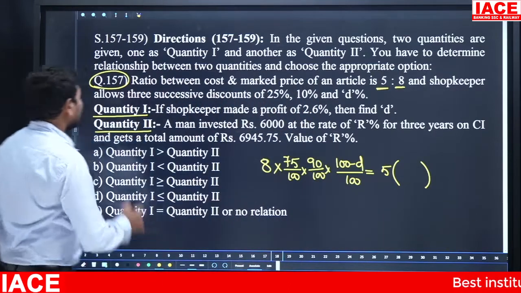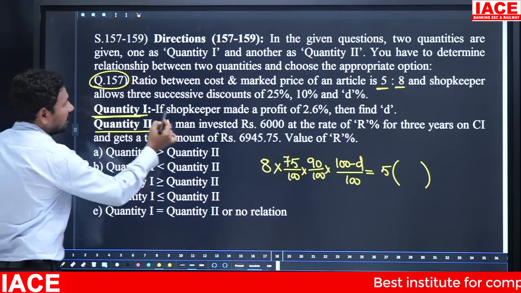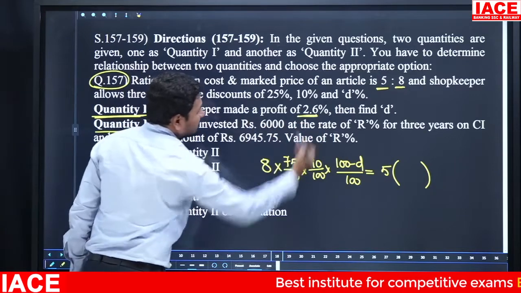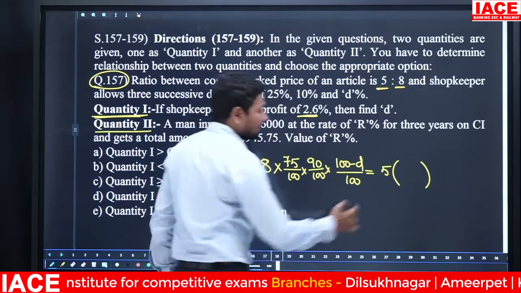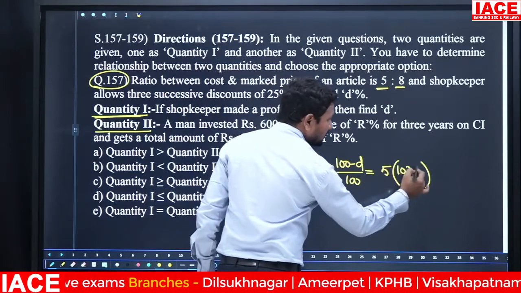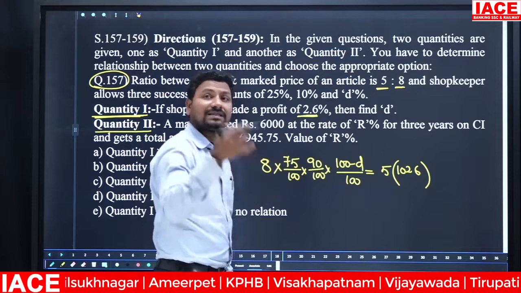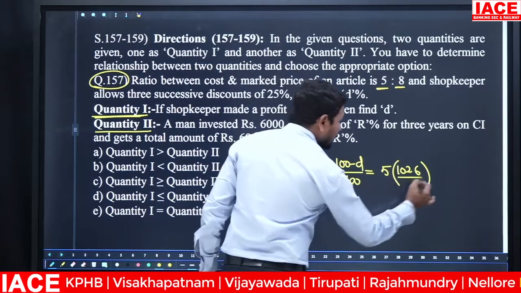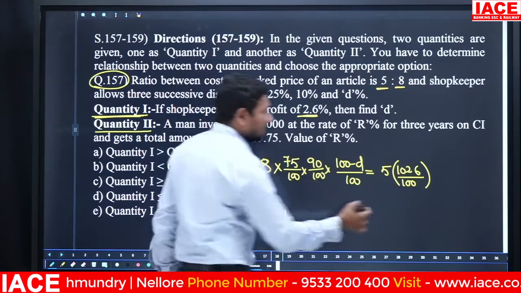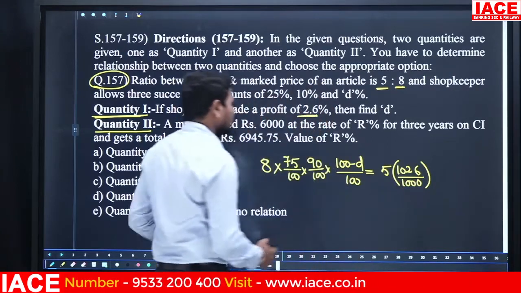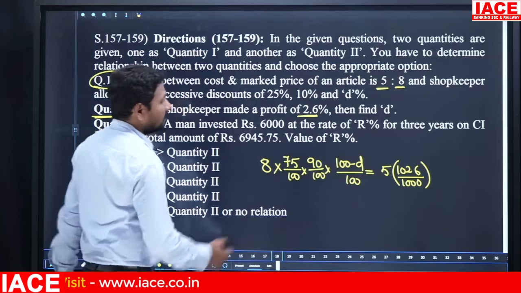Look at statement 1 now. Statement 1, if the shopkeeper made a profit of how much percentage? 2.6%. Cost price should always be equal to 100%. It becomes 102.6%. Then for the percentage we can apply the 2 zeros, and for 102.6 you can write another 0 here. It becomes 1026 by 1000. Then find the D value.